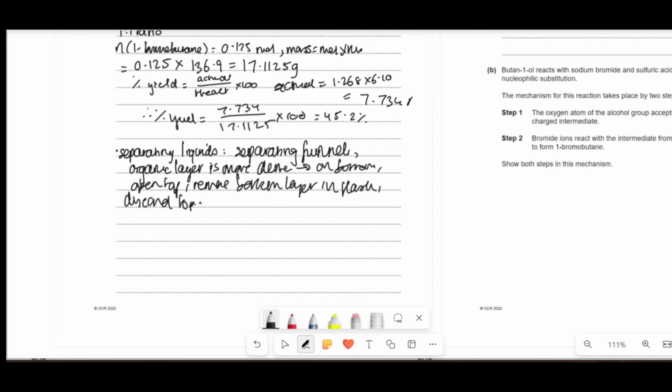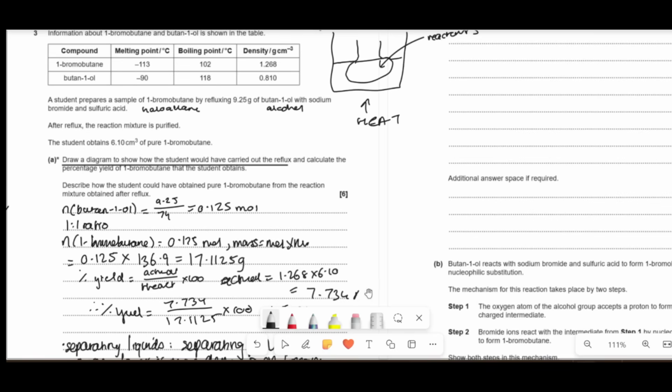Then we need to remove any aqueous stuff in it. So you dry it with anhydrous CaCl2, or you could use MgSO4. And then, because you want to really purify it, once you've dried it you want to redistill it as well. But we need to figure out at what temperature.